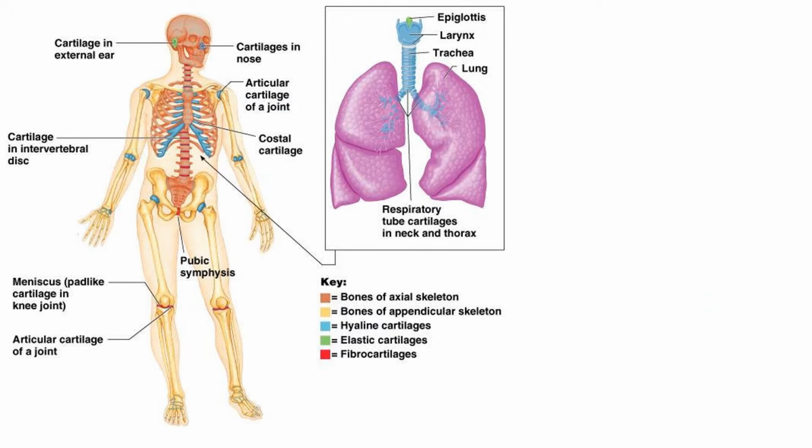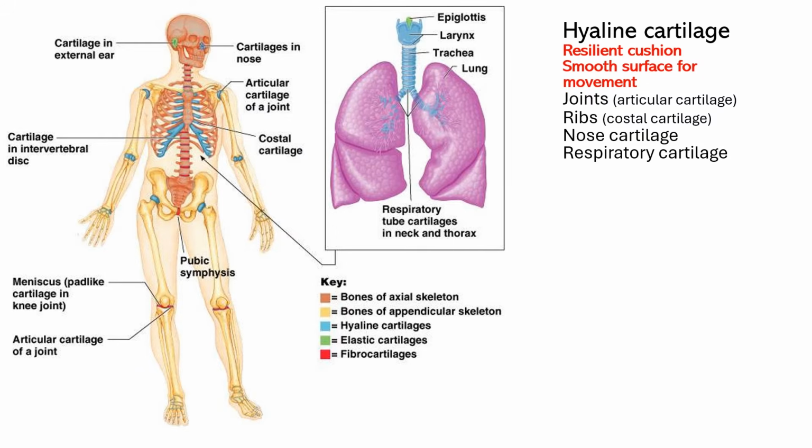So, hyaline cartilage is a resilient cushion and it provides a smooth surface for movement. That is why it makes sense we're going to find it on the end of our long bones in our joints, so that when our bones are sliding past each other, it is a nice, smooth surface.